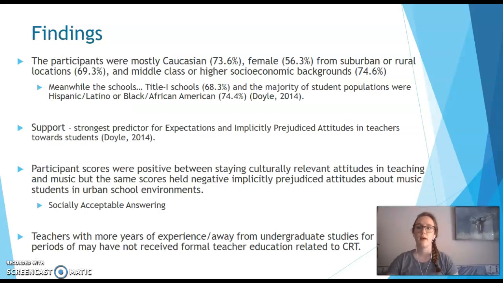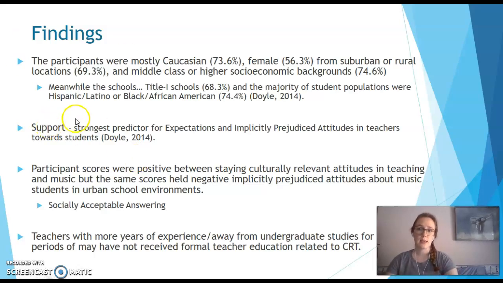So here are the findings. Think back to that Barbie photo. Why I chose that was because the participants in this study were mostly Caucasian, female, from suburban or rural locations, middle class, and higher economic backgrounds. Meanwhile, of the schools and the students that they were teaching, most were Title I schools, 68.3% of the schools were Title I. Majority of the student populations were Hispanic, Latino, Black, African American, with 74.4%. So there's a difference between the demographic that is teaching and the demographic that's being taught.